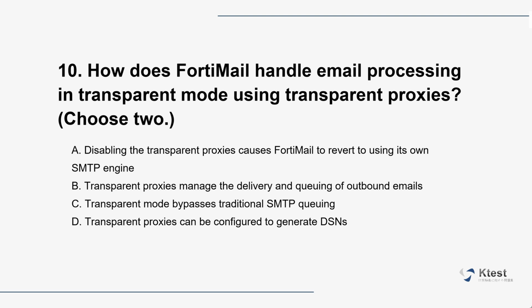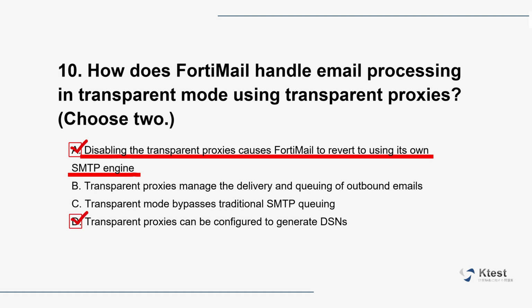So, the correct answers are: if you turn off the transparent proxies, FortiMail just switches back to using its own internal systems to handle your emails. These proxies can also take care of sending back messages about the email delivery status, helping keep everything transparent and informed.